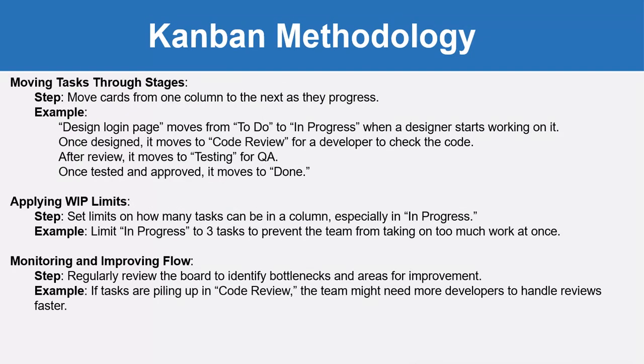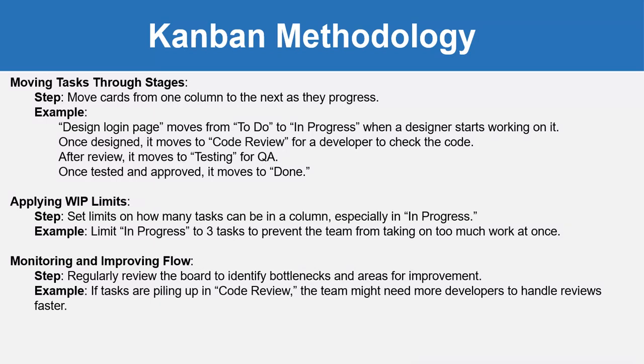Then moving tasks through these stages means move cards from one column to the next as they progress. Like design login page moves from to do to in progress when a designer starts working on it. Once designed, it moves to code review for a developer to check the code. After review, it moves to testing for QA. Once tested and approved, it moves to done.